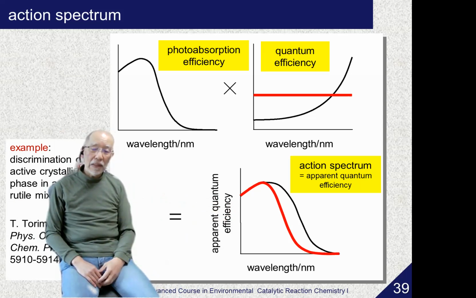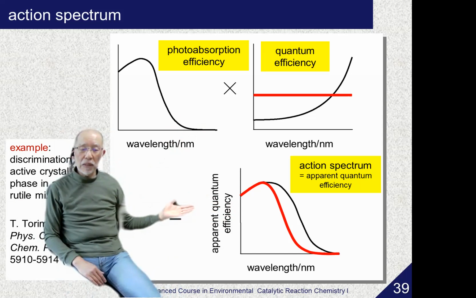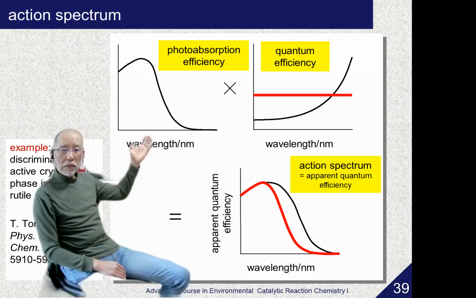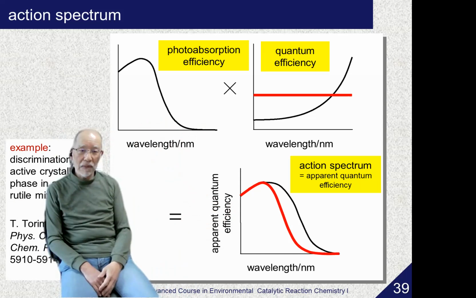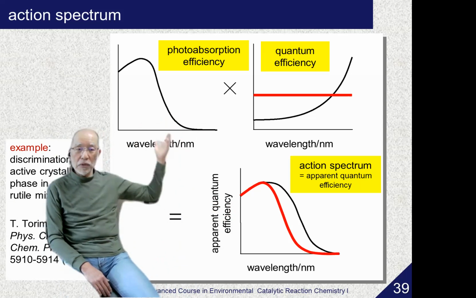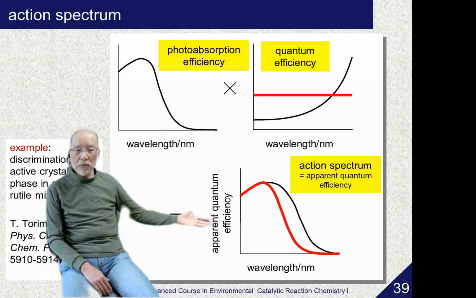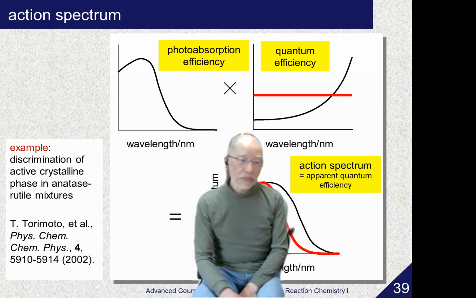Okay, assuming a constant quantum efficiency not depending on wavelength, when we obtain an action spectrum similar to the photoabsorption spectrum, it is possible to say that the photocatalyst or material absorbing the light drives the catalytic reaction. If the action spectrum resembles the photoabsorption spectrum of titania, it is possible to conclude that titania absorbs the light to induce this reaction. This is the action spectrum.